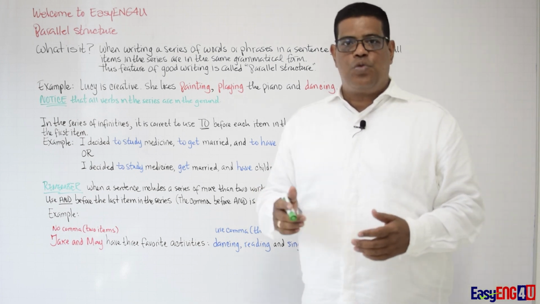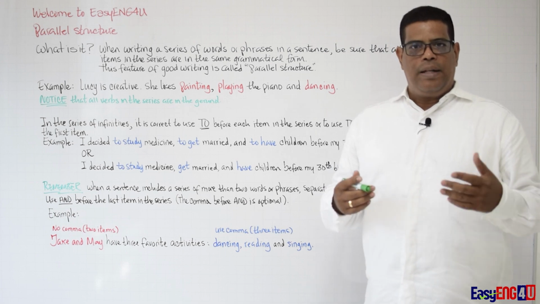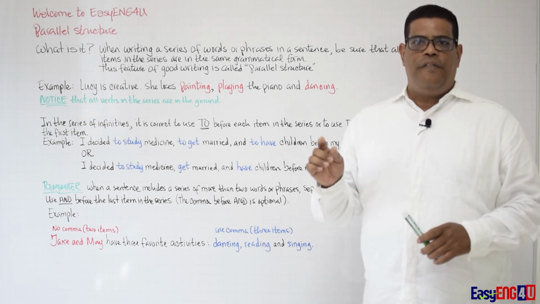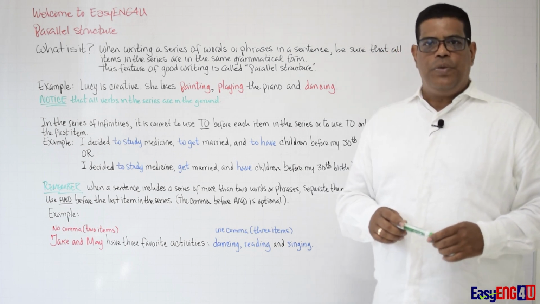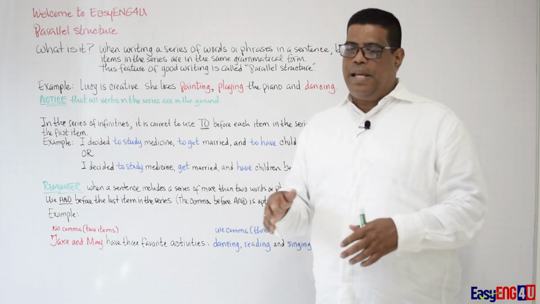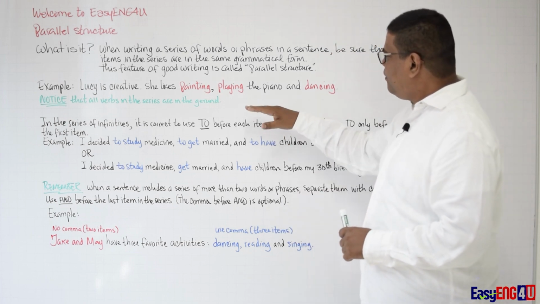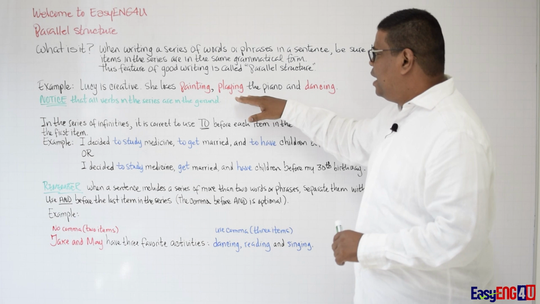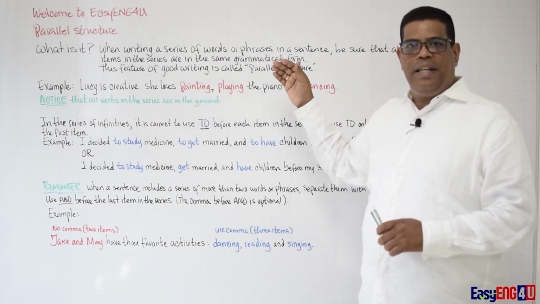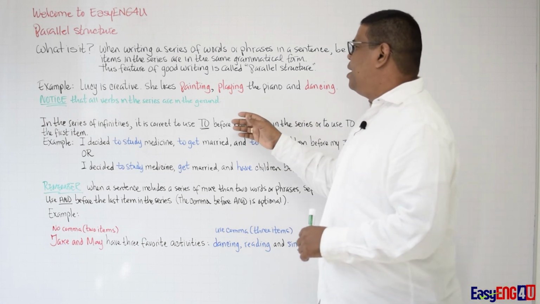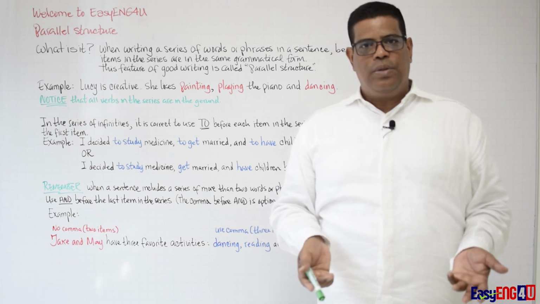Okay? If you still have trouble with verb forms, I strongly urge you to look for the video that we called Verb Forms and Verb Combination right here on Easy ENG for you. So you can start watching these and solve another problem that you may have. Okay. In this particular sentence here, notice that all the verbs in the series are in the gerund. Okay? Why? Because that is what parallel structure is telling me to do in English.